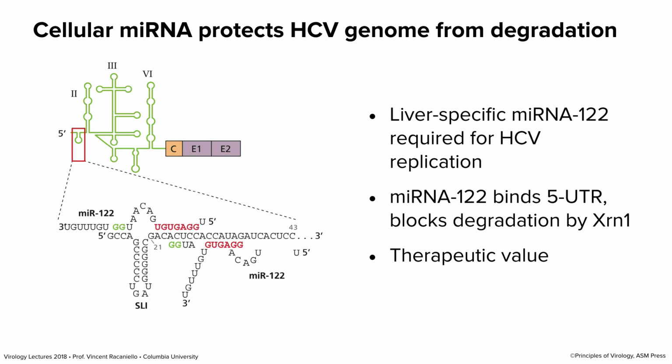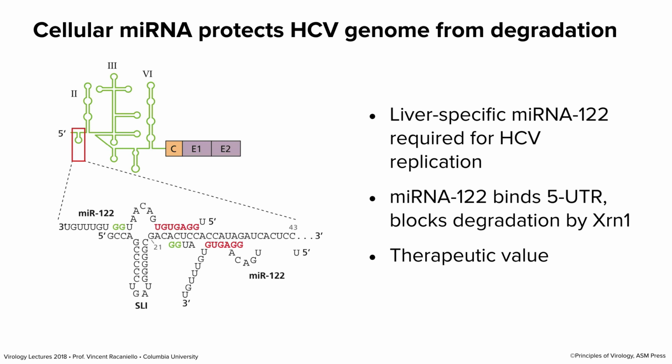And what this microRNA does, it binds to the very 5' non-coding region of hep C RNA. So here's a schematic of the genome. The 5' non-coding region is in green. It's highly structured. And then the coding region is downstream from it. And the very 5' stem loop is expanded below.